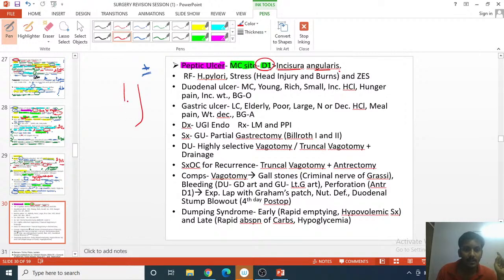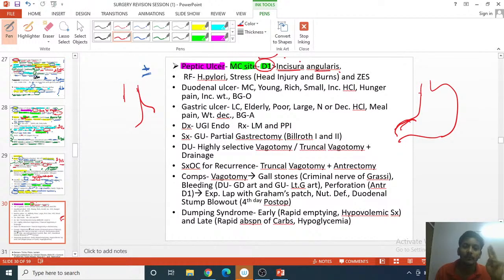So this is your stomach. Okay, and this is what is incisura angularis. जहाँ पे ये curve दिख रहा है, that is your incisura angularis on the lesser curvature. Okay, so remember the most common site for peptic ulcer, it is your first part of duodenum followed by incisura angularis. Then risk factors क्या क्या होंगे?